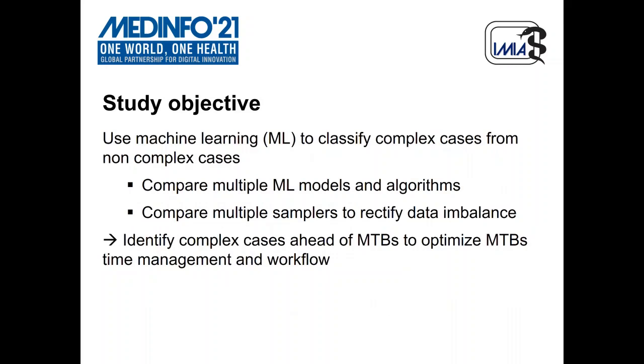The study objective is to use machine learning to identify complex cases from non-complex cases. This includes comparing multiple machine learning models and using and comparing multiple samplers to handle the data imbalance in our dataset. The goal is to correctly identify complex cases, which are the cases non-compliant to OncoDoc, ahead of MTBs to optimize workflows so that clinicians can treat non-complex cases quicker and focus more time on complex cases.